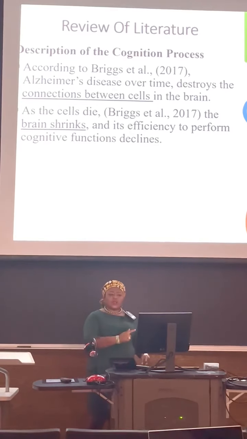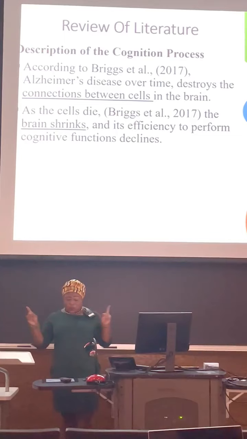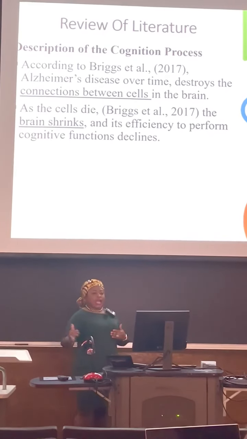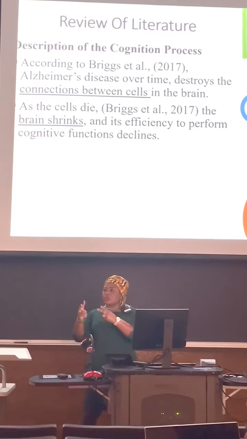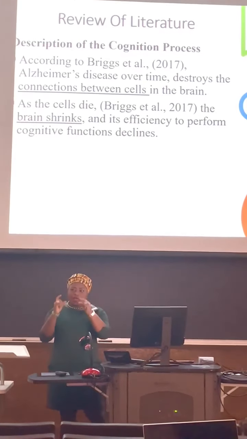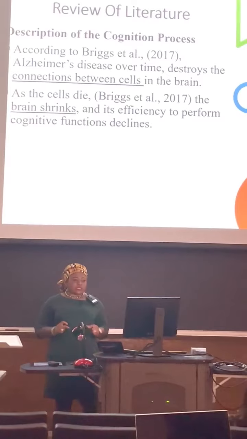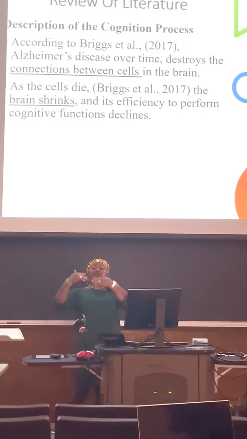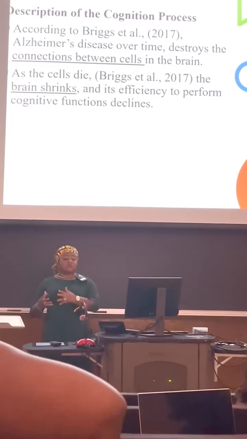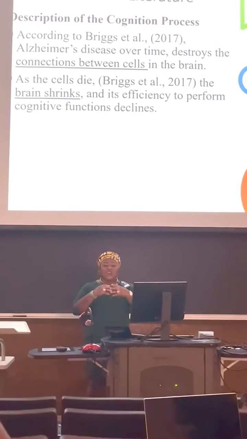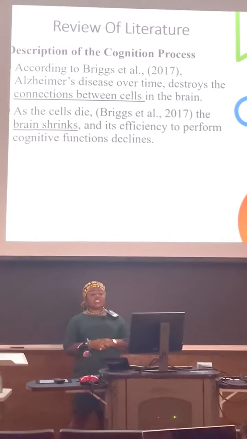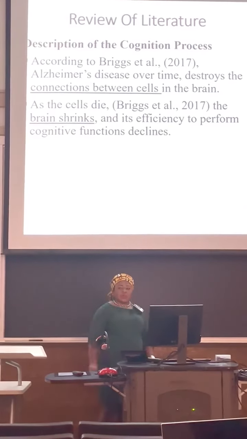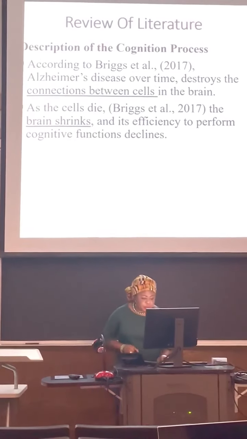According to Briggs et al. 2017, everybody knows I like to quote a lot, Alzheimer's disease over time destroys the connection between the cells in the brain. As the cells die, Briggs et al. continue to tell us that the brain shrinks and its efficiency to perform cognitive function declines. Now we got what we want. That is what causes language deformity.